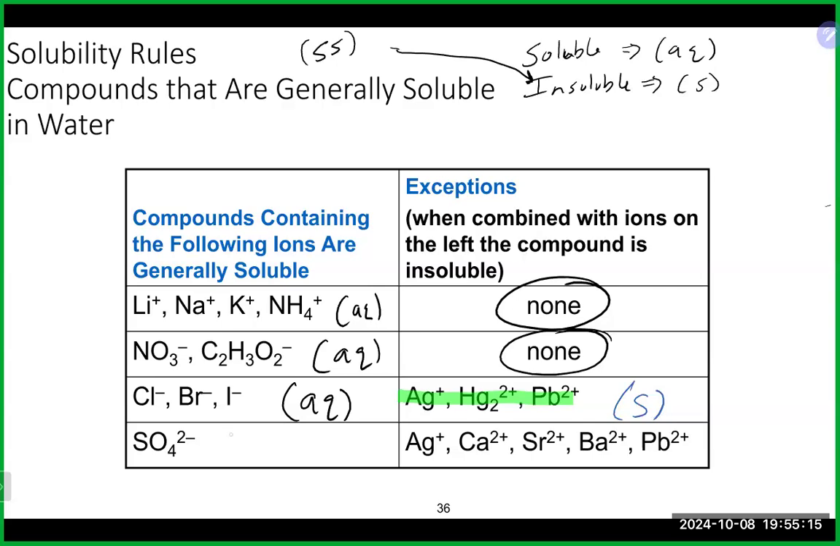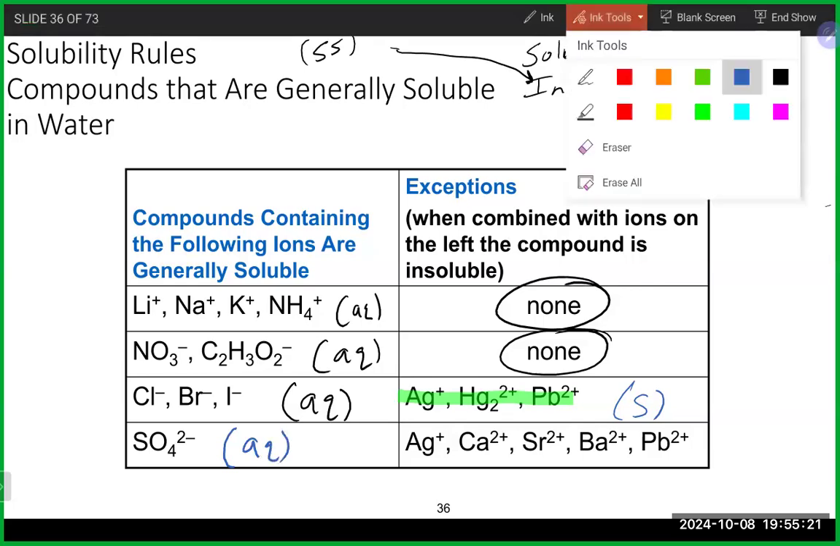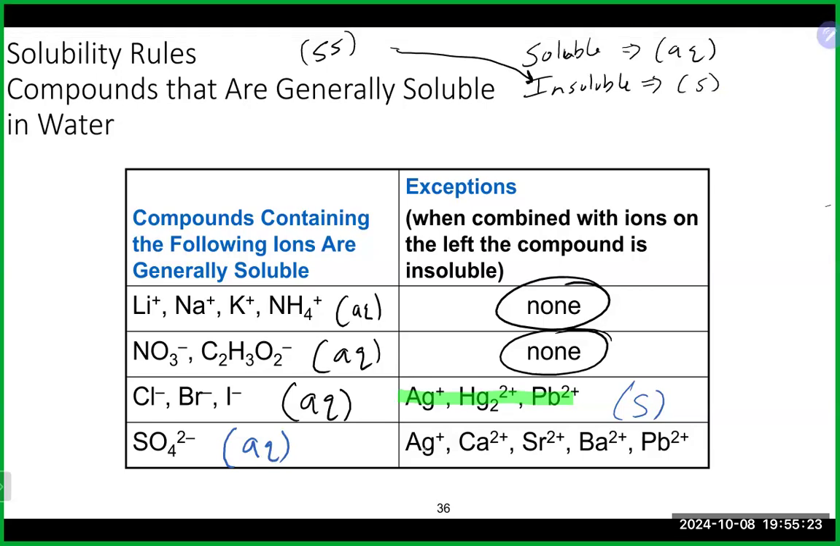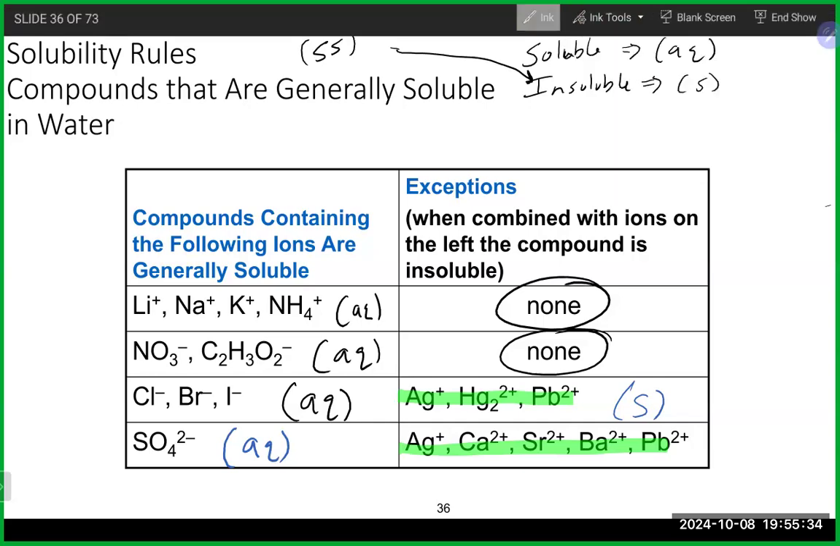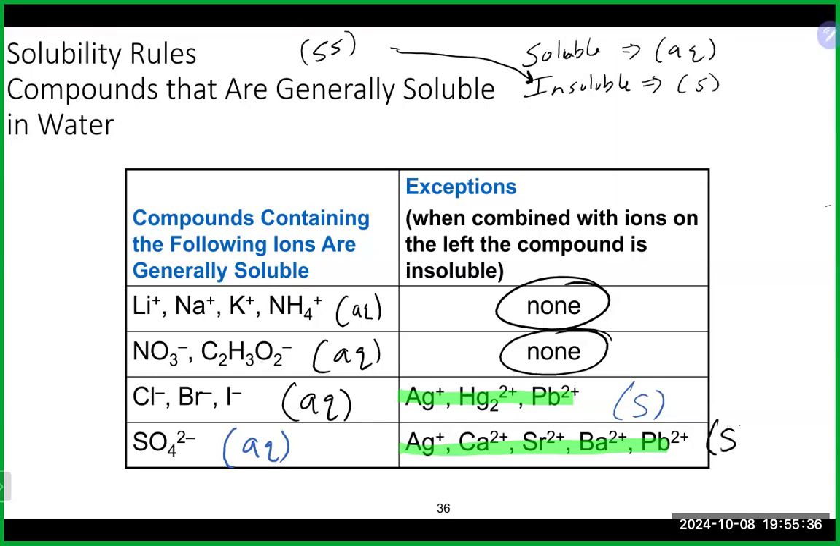Same thing with sulfate. Sulfate is going to be aqueous pretty much most of the time, except if you find your sulfate hooked up with one of these guys here: silver, calcium, strontium, barium, or lead. It will then become the opposite, which is insoluble and a solid. Any questions on how to use those rules?